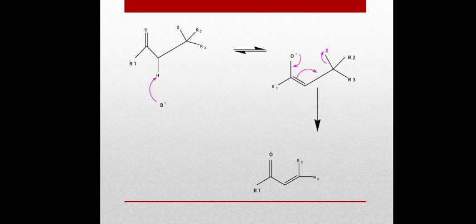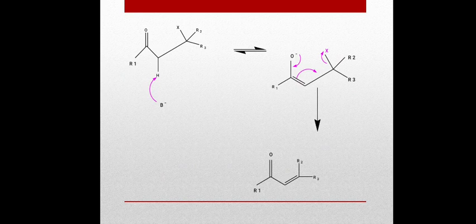So what happens? BH is removed, and there is a shift in the hydrogen bond. As a result, what will happen? There is a double bond being created, and again that double bond is shifted towards the oxygen. As a result, you find that it becomes O minus.